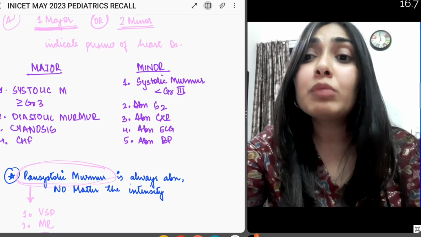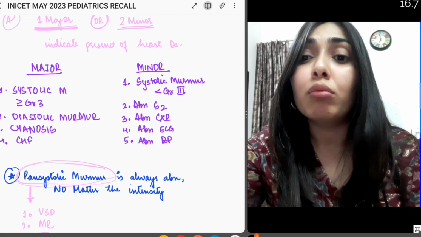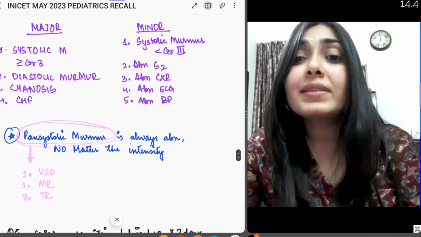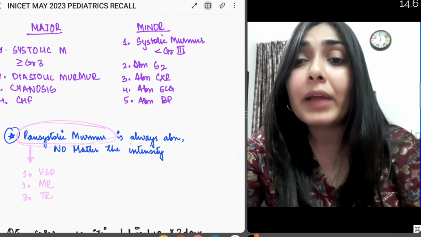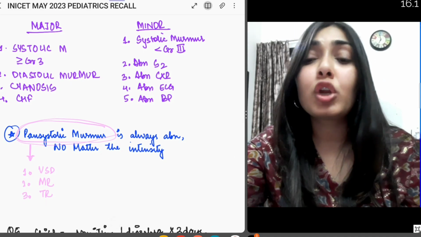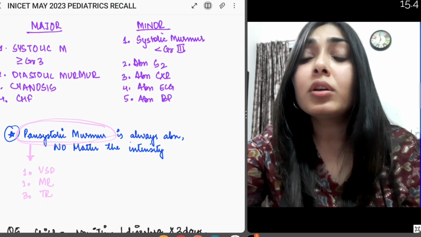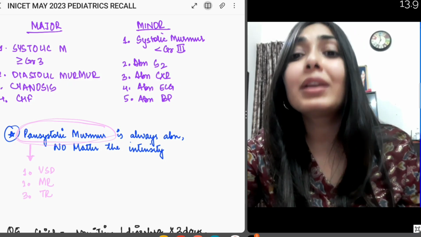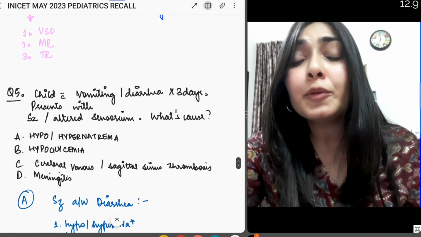But pansystolic murmur is always abnormal, no matter what the intensity is, right? So VSD, MR, they all cause pansystolic murmur and they are always abnormal. So if a pansystolic murmur is present, then you don't go by the intensity, whether it is grade 1 or 2, it is abnormal, there is some heart disease, right?